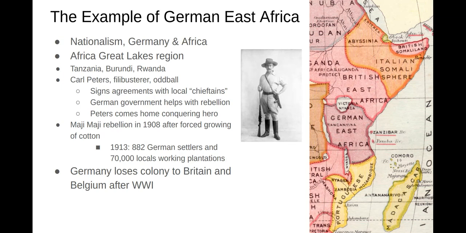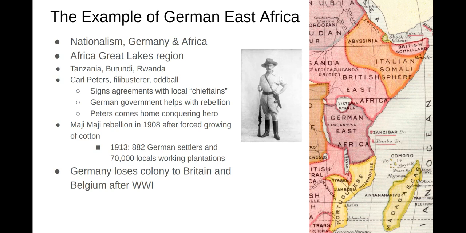The colony gets carved up between the two. The Rwandan part goes to Belgium, and Germany loses this colony. But what's instructive about it is to show, first of all, how you have this oddball adventurer who goes down and inspires the people, and then the military leadership of Germany sees an opportunity to take over this area and create a colony.